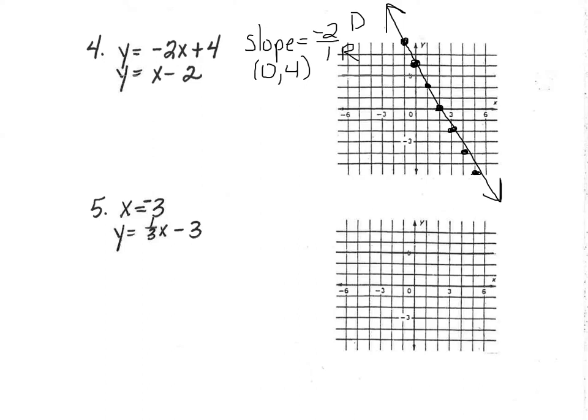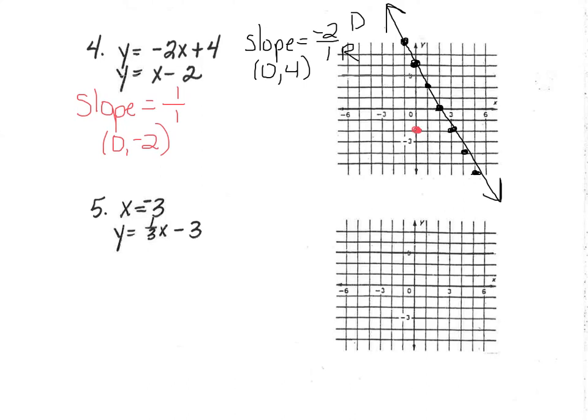Now let's graph the second line. The slope for my second line is the number that comes before the x, and it's a 1. So my slope is 1 over 1. Negative 2 is my y-intercept. I'm going to write it as a coordinate. It would be the ordered pair 0, negative 2. So I'm going to start at the point 0, negative 2.